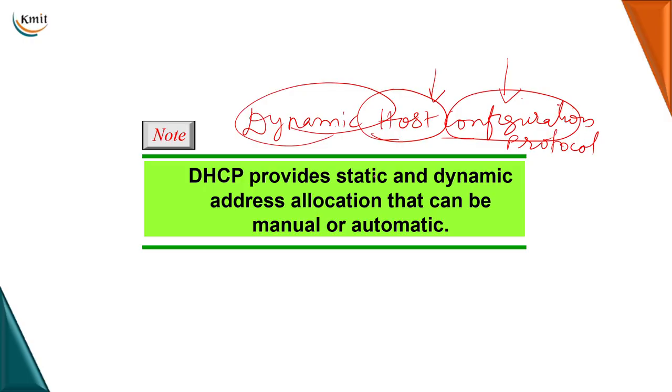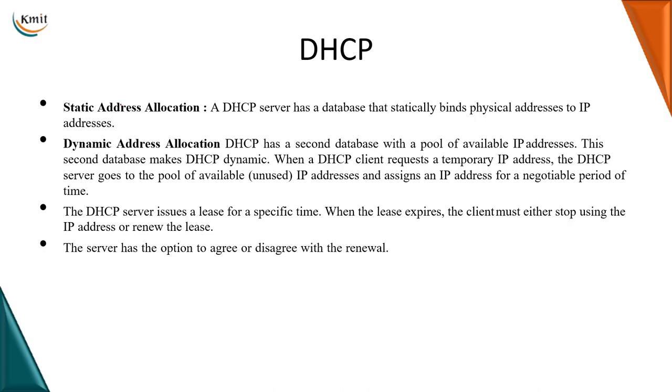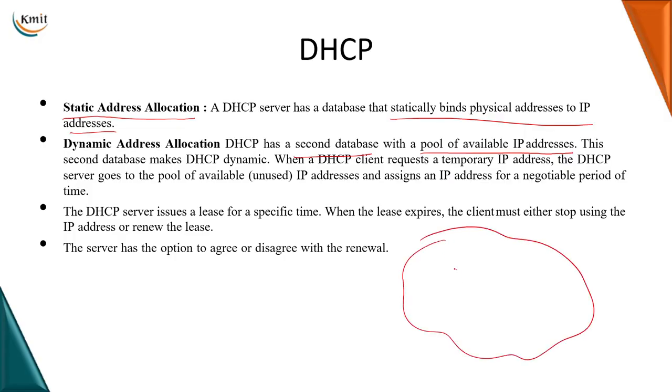Interestingly, DHCP provides both static and dynamic address allocation. That means it will behave as BootP and also as DHCP. Let us see. DHCP does static address allocation: a DHCP server has a database that statically binds physical address to IP address. So DHCP doing static address allocation is the same as BootP. But it also does dynamic address allocation, where it has a second database with a pool of available IP addresses.